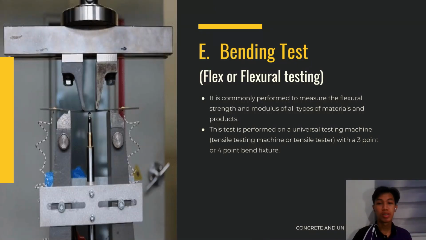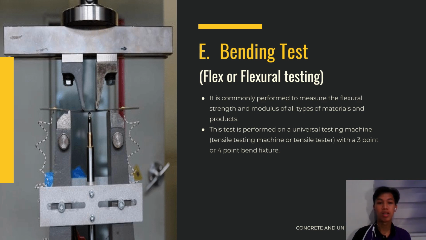So last one, we have here the bending test or the flex or flexural test. It is commonly performed to measure the flexural strength and modulus of all types of materials and products. This test is performed on a universal testing machine with a 3-point or 4-point bend fixture. So ito namang bending test, very common siya, kasi dito tinetest yung flexural strength ng isang material.